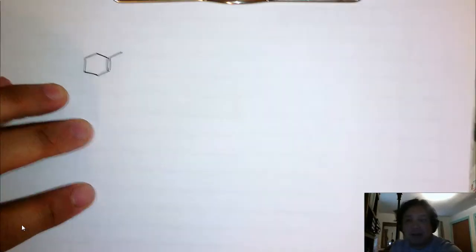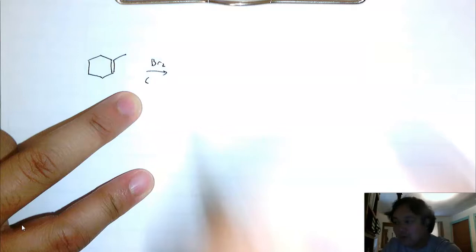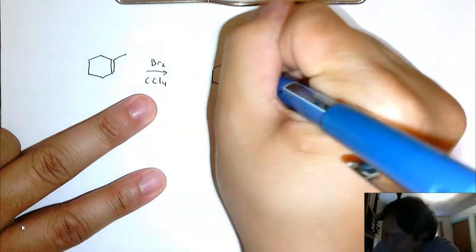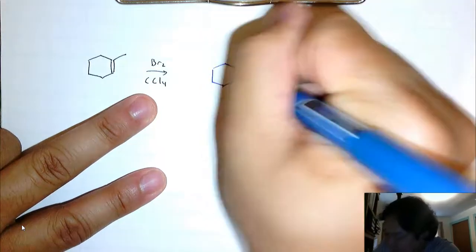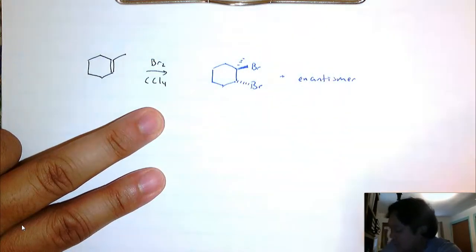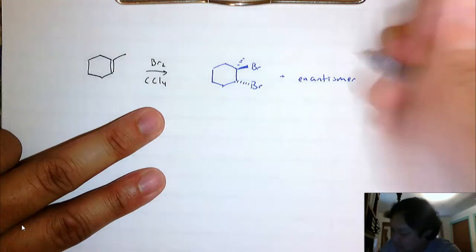Okay. Let's take this molecule here. I know it's a little more complicated, but this molecule will definitely be better to illustrate anti-addition. Okay. Br2 or Cl2. And what have I used? I've used chloroform. I used dichloromethane last time. And this one is going to be carbon tetrachloride. Chlorinated solvent. And one of our products is going to be this. And I'll allow you to write enantiomer if you know that this is racemic, instead of drawing it out.